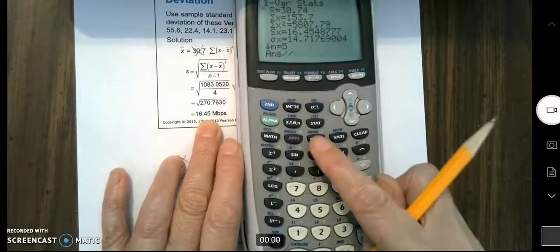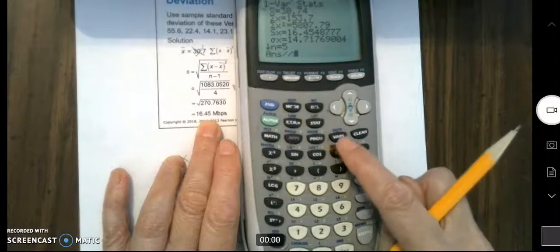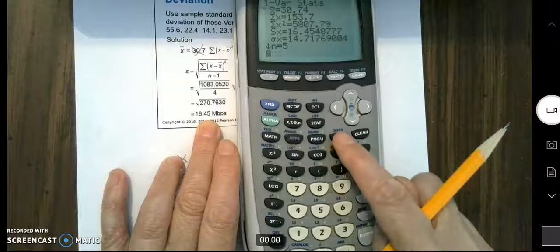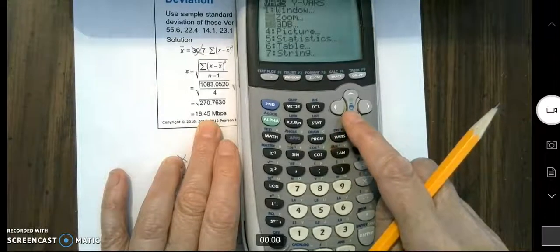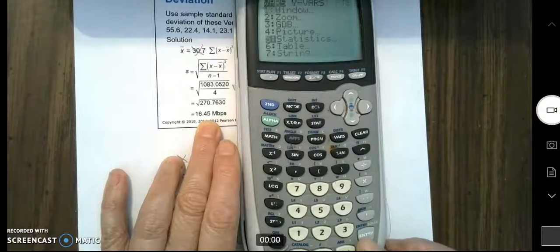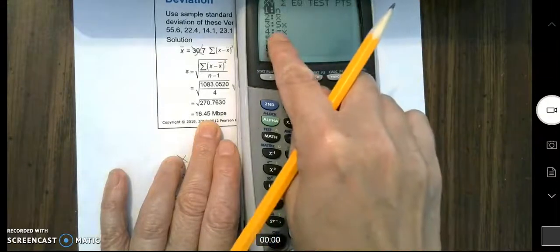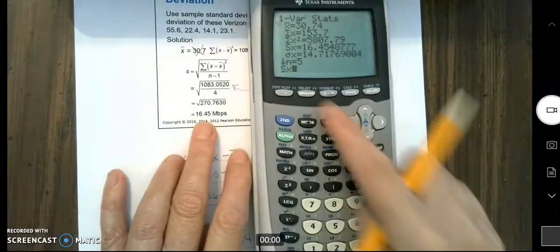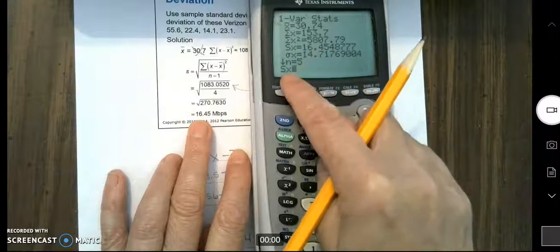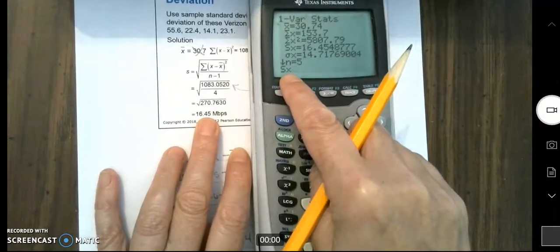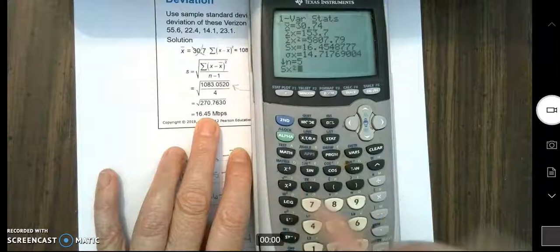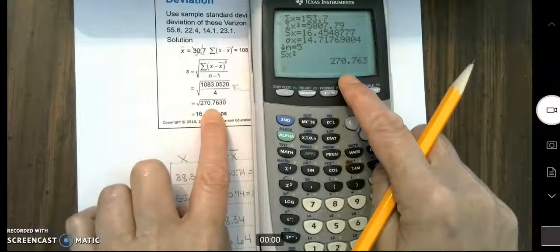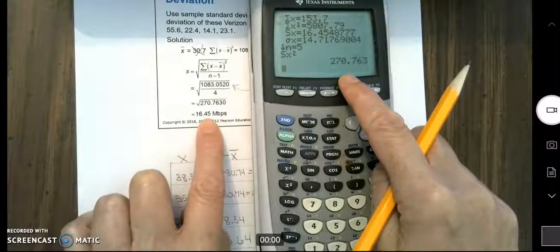The way you do that is you hit your Vars key. I think I have to clear that there. Okay, so I hit my Vars key. I'm going to go down to Statistics, which is number 5, hit Enter. I'm going to find Sx. That's what the standard deviation is. And this is this number right here. I want to square it to find the sample variance. The square key is right here. So this is the variance, which you can tell is inside the radical here. And this is my standard deviation.